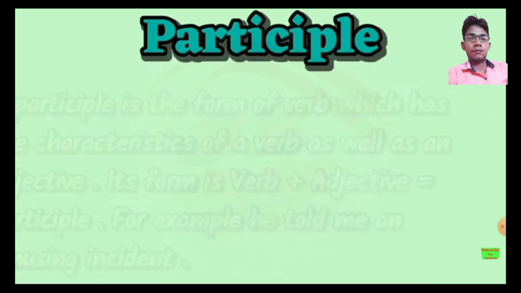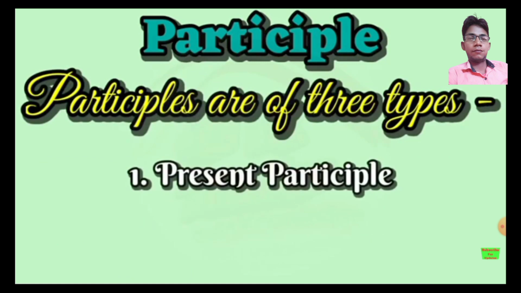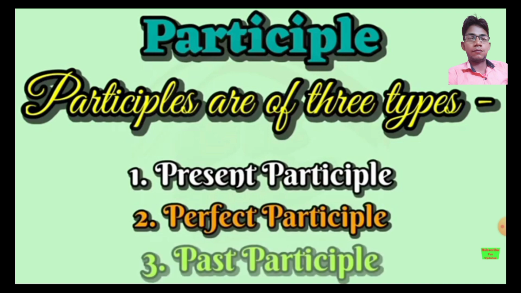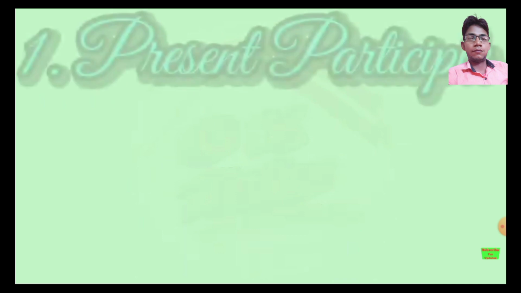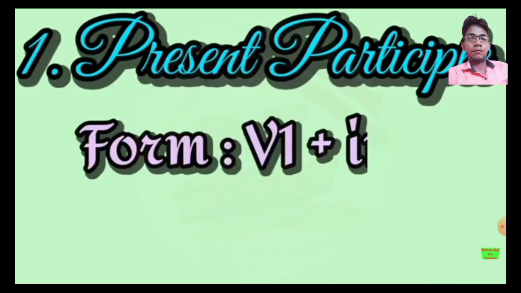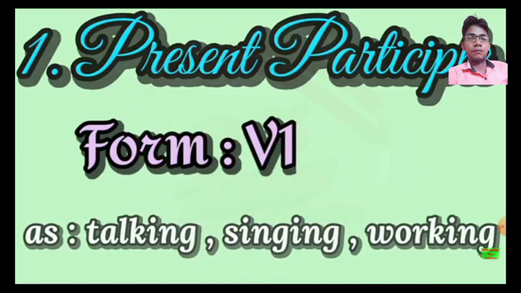Participles are of three types. Number one, present participle. Number two, perfect participle. And number three, past participle. Let's talk about them one by one. Present participle. Its form is verb first form plus ing, as talking, singing, working, etc.